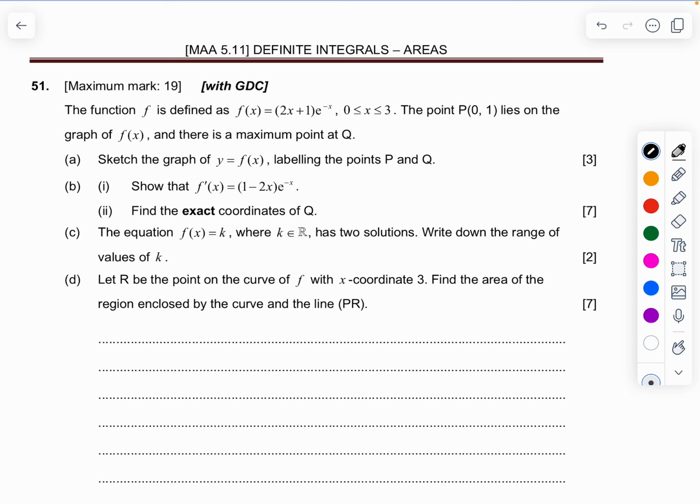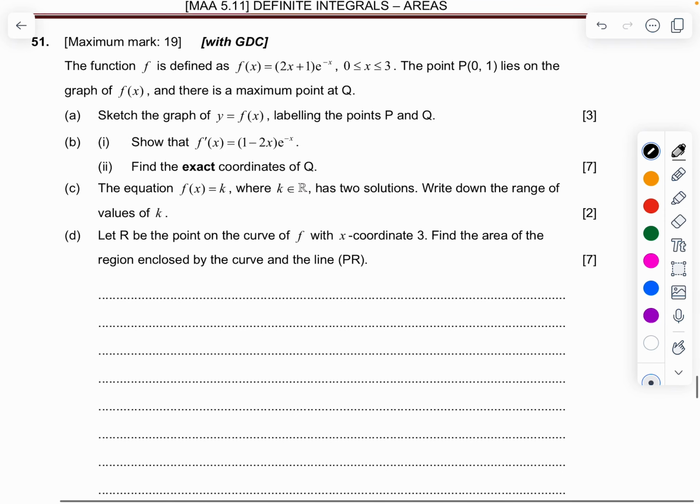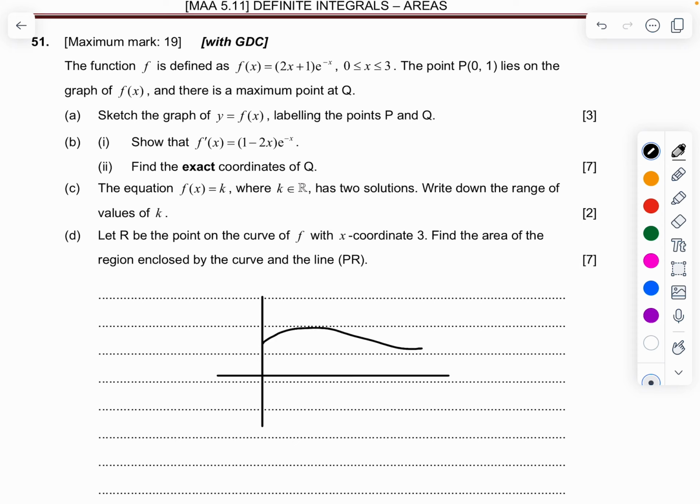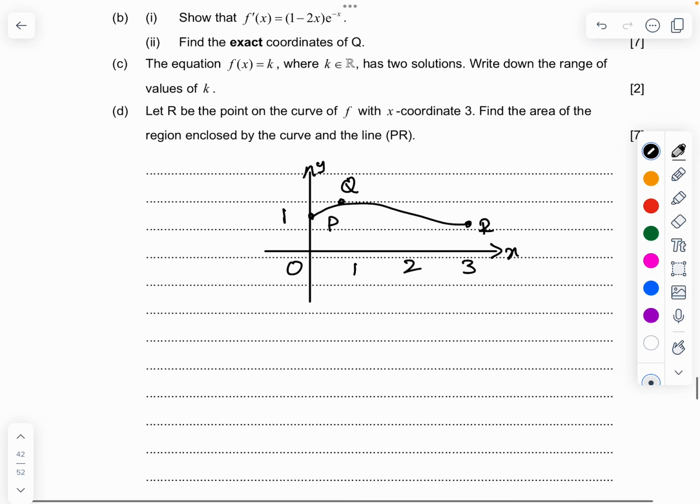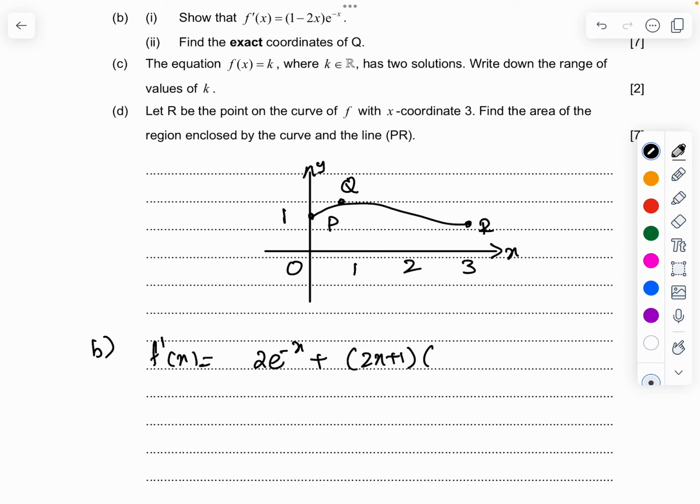Question number 51. Sketch the graph y equal to f of x. So the graph more or less looks like this from the graphing calculator. This is R, this value is Q, and this value is P and 1. 1, 2, and 3, x-axis, y-axis, and 0. Show that f prime x equals to this much. So I'm using product rule. So f prime x should be equals to 2 e power minus x plus 2x plus 1 times e power minus x, which is going to be 1 minus 2x times e power minus x.